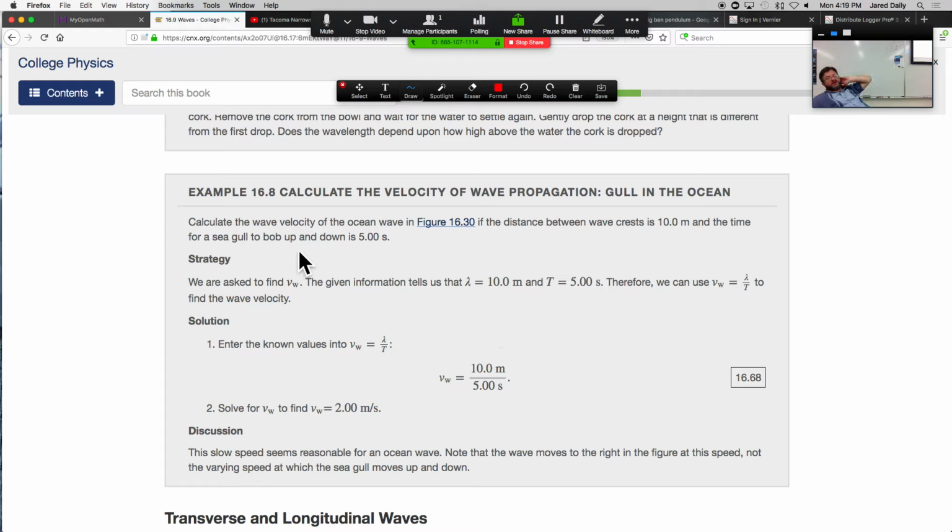Here we're going to calculate the wave velocity of an ocean wave. The distance between wave crests is 10 meters, and that's how you calculate the wavelength. Look at the top of one wave and go to the top of the next wave, and measure the distance. Those are the wave crests. And the time for a seagull to bob up and down is 5 seconds. That bobbing up and down is essentially the seagull going from the maximum to the minimum part of the wave, right? It bobs up and down in 5 seconds, that's the period. So it's 10 meters divided by 5 seconds, 2 meters per second is the velocity of the waves, plain and simple.